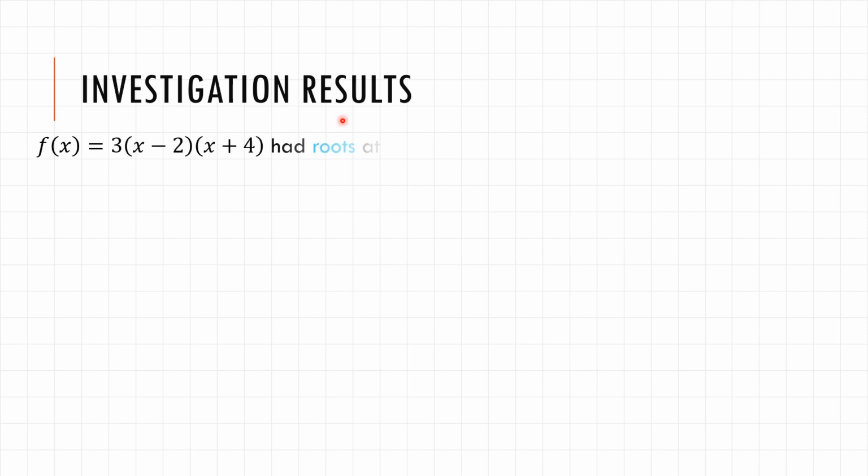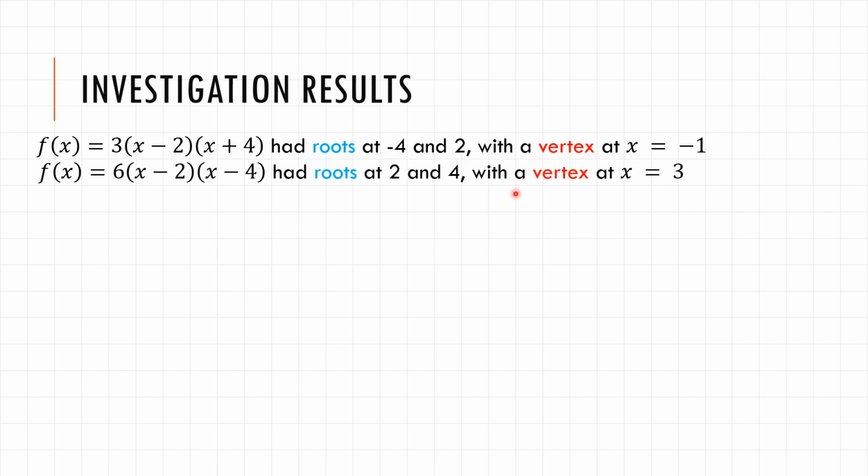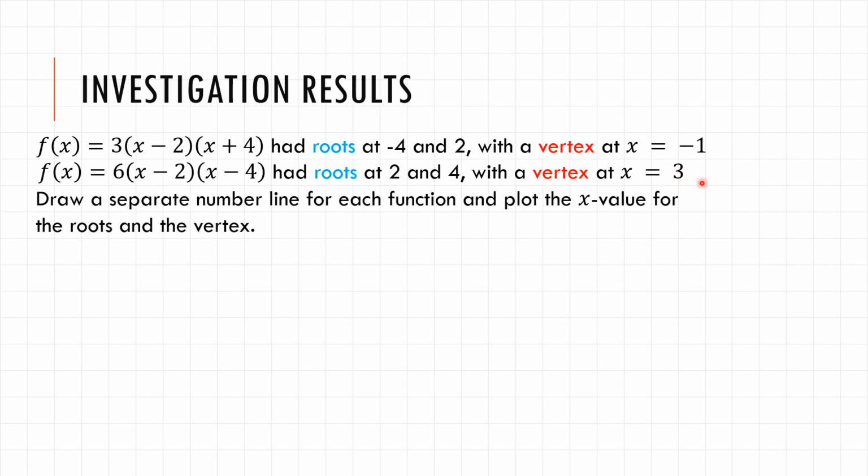To do that, let's notice that the first investigation that we completed, this function had roots at -4 and 2, and a vertex when x was equal to -1. And this function had roots at 2 and 4 with a vertex when x is equal to 3. To really understand this and see if you can notice this, draw a separate number line for each of these two functions and plot the x value of the roots and the x value of the vertex.